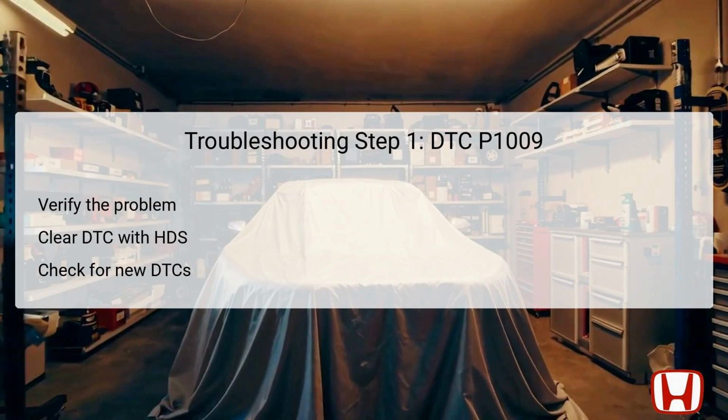After clearing the DTCs, start the engine and again check for any pending or confirmed DTCs using HDS. It is crucial to determine if DTC P1009 is indicated. If it is not present, it may indicate an intermittent failure, meaning that the system could be functioning correctly at that moment.